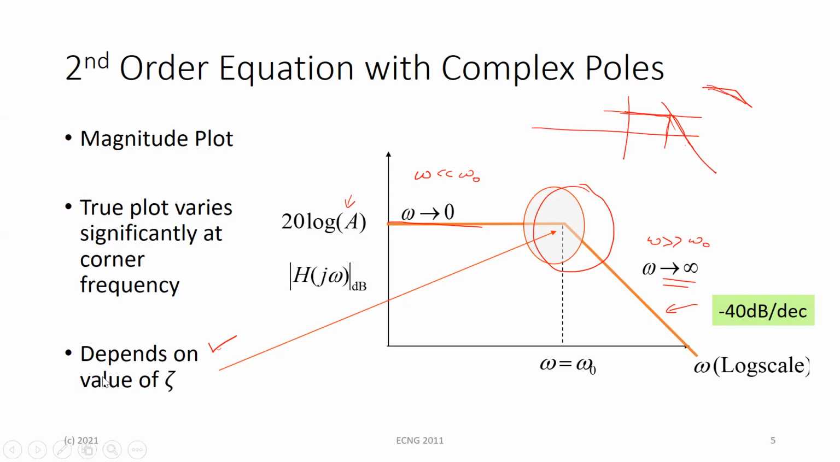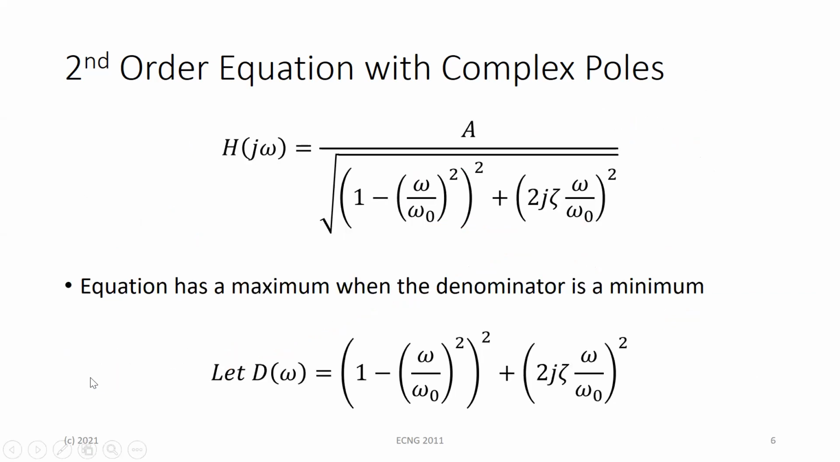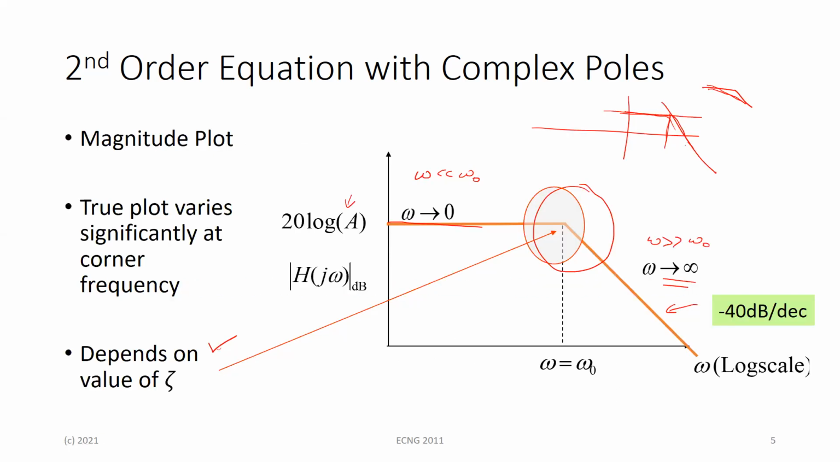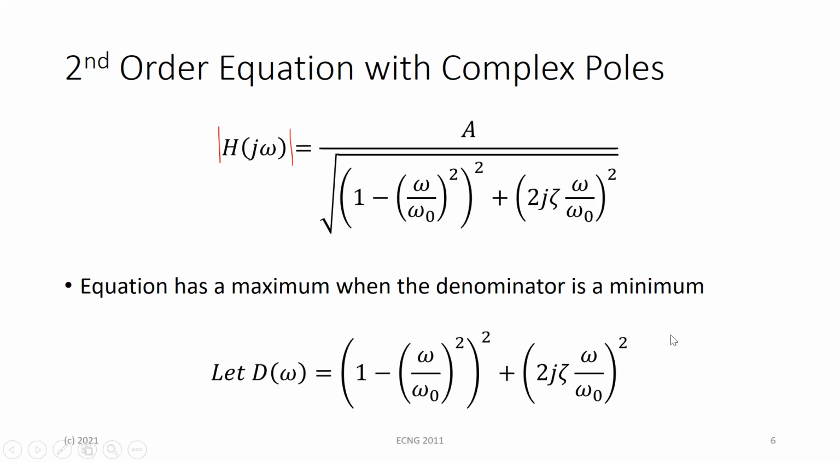So let's go on here a little bit. This is the magnitude, and this really should have had a magnitude sign. This is the magnitude of the response. We know at least 2 parts of the response already. Outside of the corner frequency here it is flat, at 20 log A. And as you go past the corner frequency, it's dropping at minus 40 decibels per decade. But what happens in the middle?